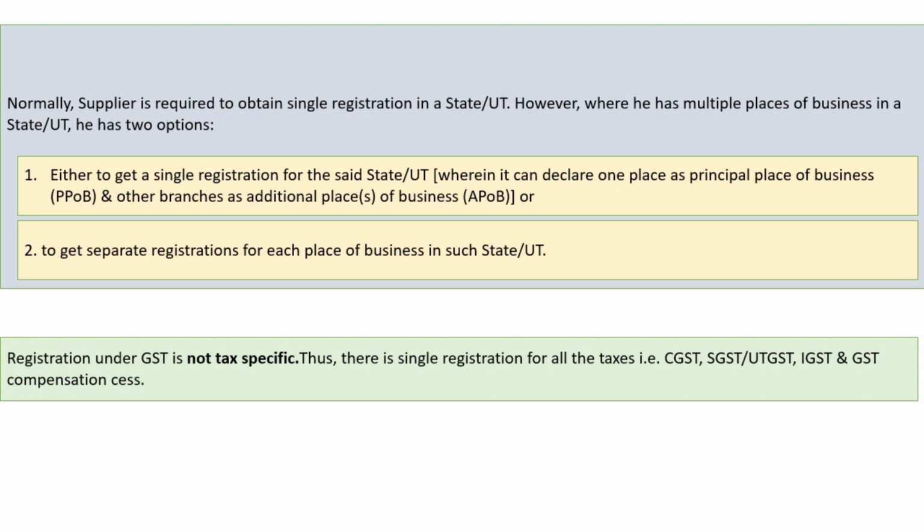Registration under GST is not tax specific. That means tax specific नहीं है. Thus there is a single registration for all taxes, that is CGST, SGST, UTGST, IGST and GST compensation cess. For all taxes he has to obtain a single registration. So there is a golden line for registration. Registration under GST is state specific, but it is not tax specific. यानी स्टेट स्पेसिफिक है बट टैक्स स्पेसिफिक नहीं है.